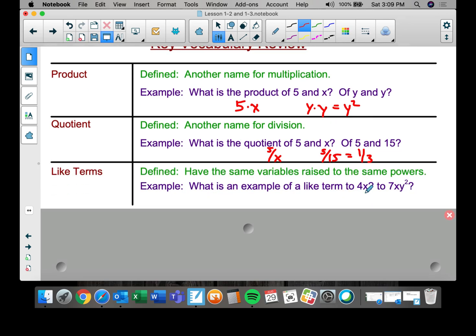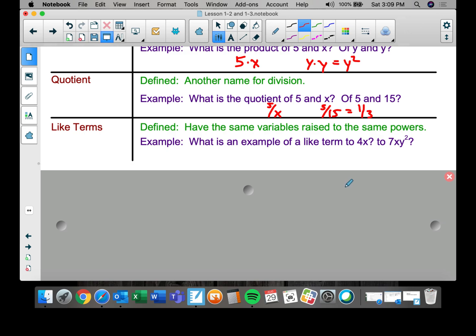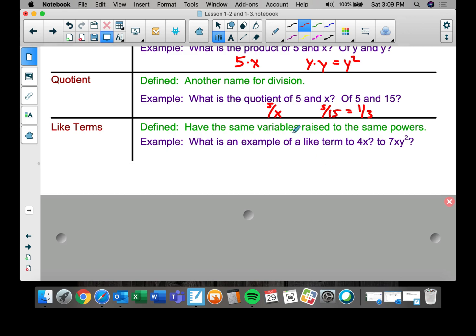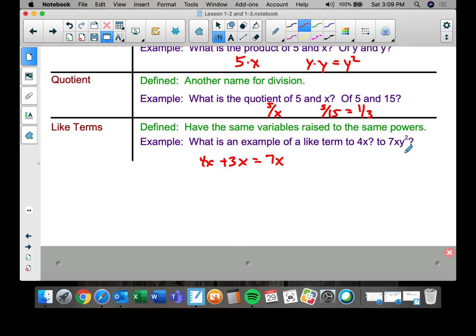And then here's one of the key ones, and we're talking about like terms. Remember, like terms have the exact same variables raised to the exact same powers. So what is an example of a like term to 4x? We could take 4x and add that to 3x because they both have x's in them. So we could end up with a total of 7x if I put those together. If we keep going, what about 7xy squared? So let's say I've got 7 of these xy squareds.